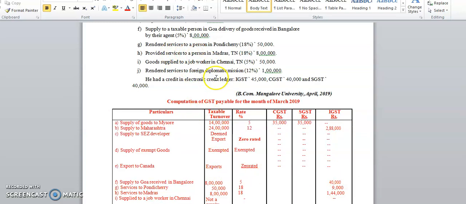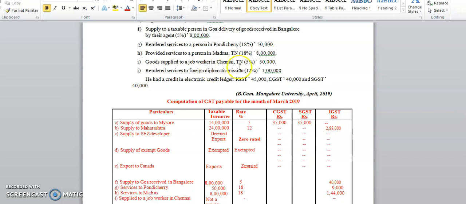Rendered service to a person in Pondicherry 18% is the GST and 50,000. So this transaction is interstate supply. IGST is applicable. So 50,000 into 18%. So in the IGST column 9,000. Provided service to a person in Madras, Tamil Nadu. Once again, this transaction is interstate supply. IGST is applicable. So on 8 lakh 18%. So it comes to 1,44,000.